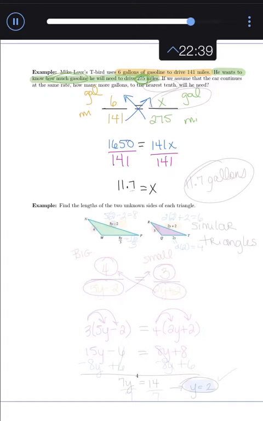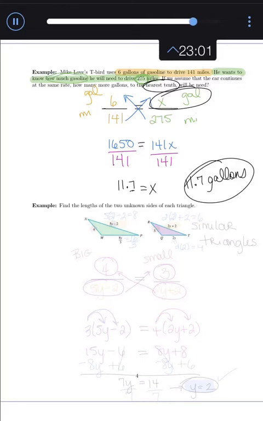11.7. And again, he said round to the nearest tenth. That's why we went out to tenths place. So our final answer is 11.7. It was on top, so it's in gallons. Don't forget that you do need to put units for your final answers. These are word problems.